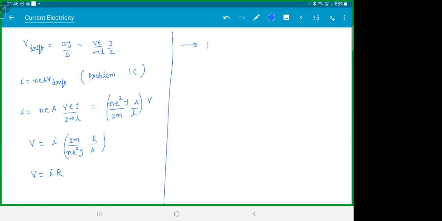So we get resistance is equal to rho into L by area, where rho is given by 2 into mass by N into E square tau, the resistivity. We define sigma, which is nothing but 1 by rho. It's called conductivity. So if you look at this formula here, V is equal to I into rho L by area. This is where we get V is equal to IR from.